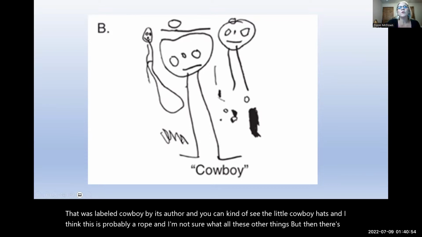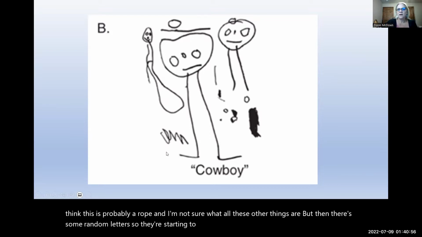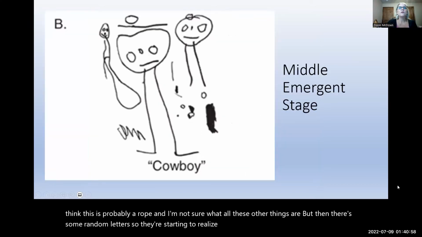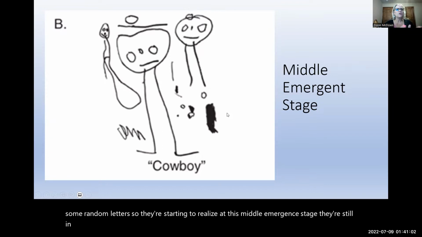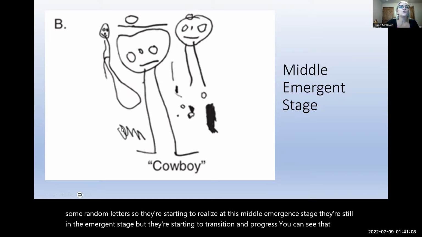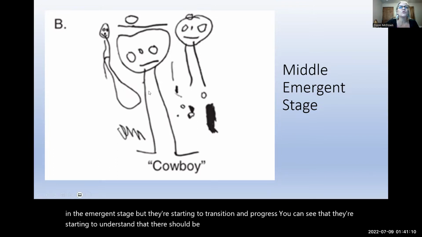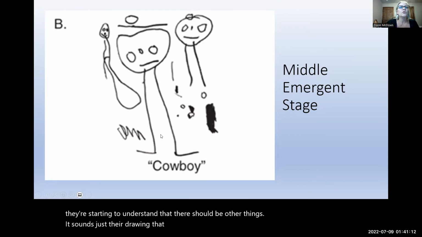So they're starting to realize at this middle emergent stage, they're still in the emergent stage, but they're starting to transition and progress. You can see that they're starting to understand that there should be other things besides just their drawing, that there are letters that represent the writing. They just don't know how to make them yet.